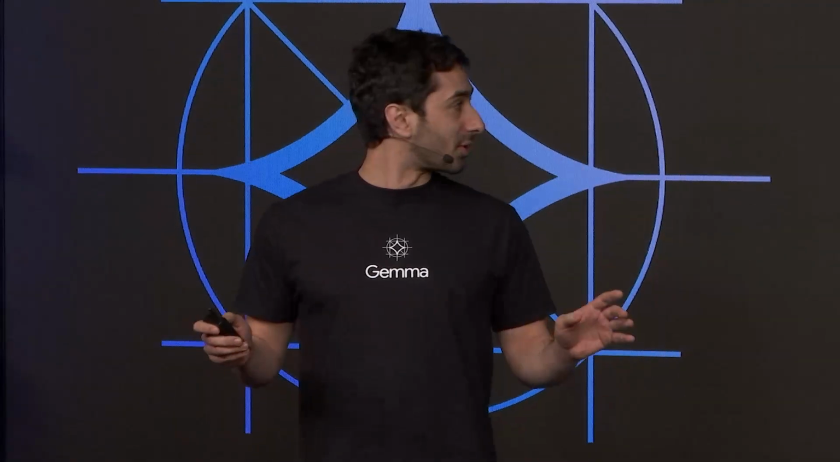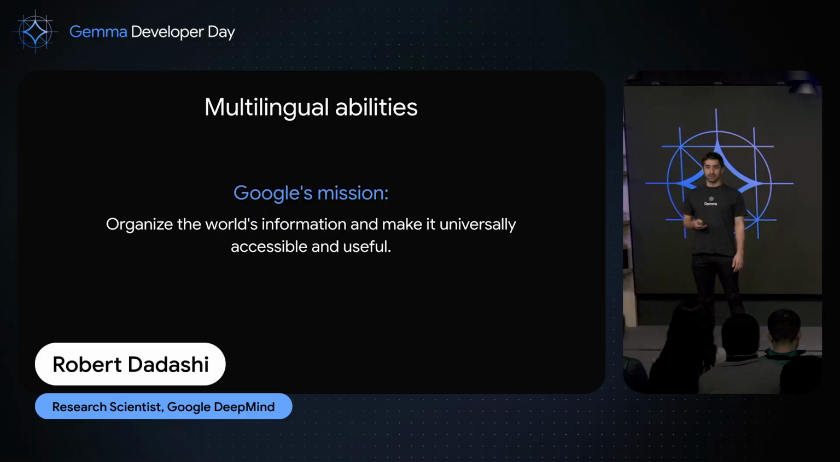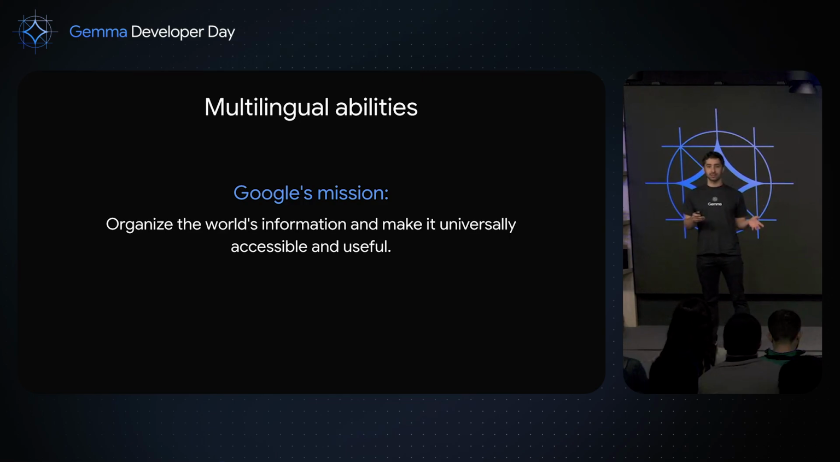Hey everyone, my name is Robert Dadashi. I'm a research scientist in the Gemma team. So Google's mission is to organize the world's information and make it universally accessible and useful. And the Gemma models are completely aligned with this mission. They're small, they can run on device, they're open weights, and they're extremely capable. It's still our responsibility to make sure they're widely accessible by making them really good at multilingual.